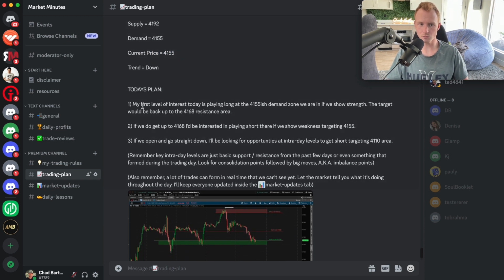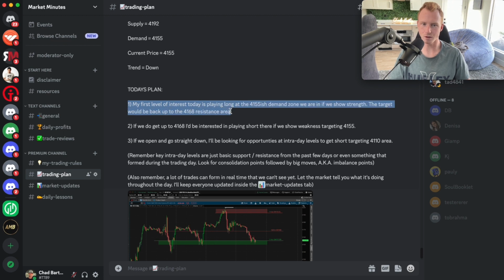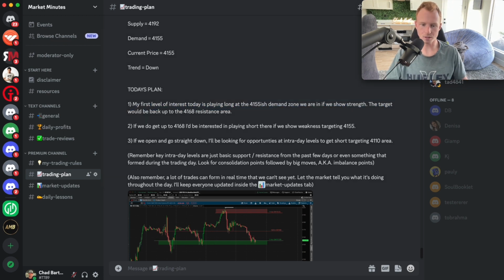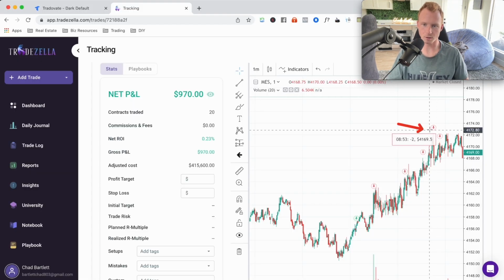So let's actually read the plan. My first level of interest today is playing long at the 41.55-ish demand zone. We are in if we show strength. The target would be back up to the 41.68 resistance area. And as I showed you, this is where I sold the majority of the position, at 41.68.